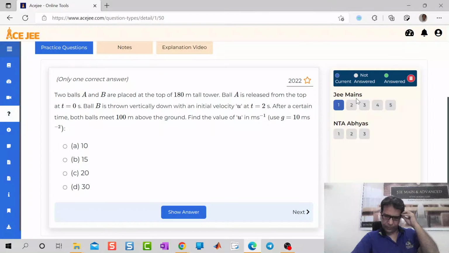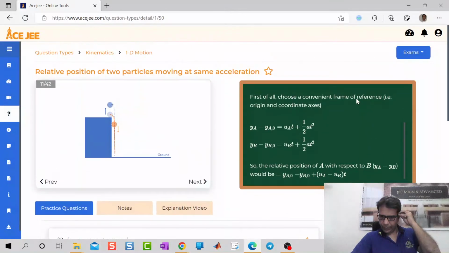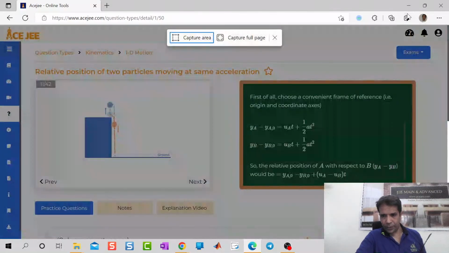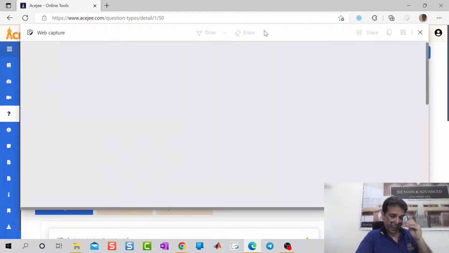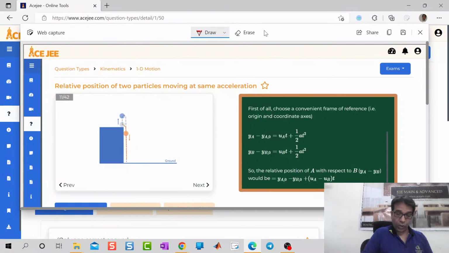So I did not understand this completely, especially if you take a scenario where two things have been thrown up at different times. Obviously the acceleration on them is minus g, but I did not understand how you would calculate the relative position. Aha. So there can be a couple of scenarios, there can be four or many scenarios. Let's talk about one of them.